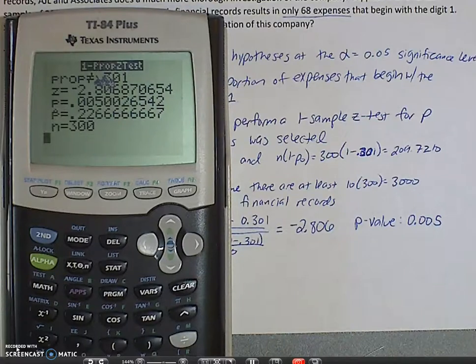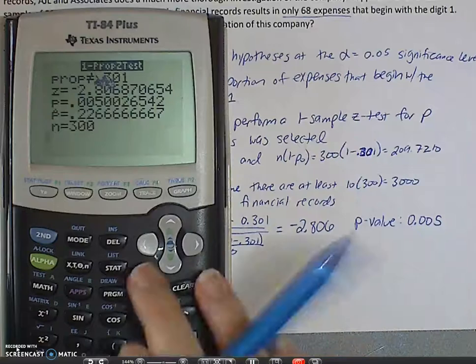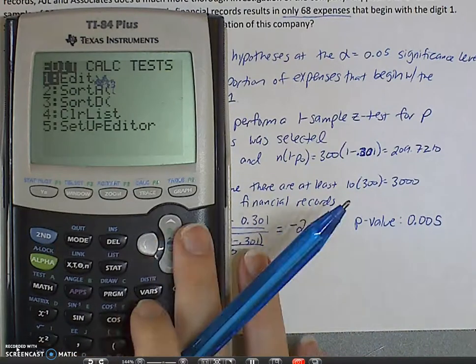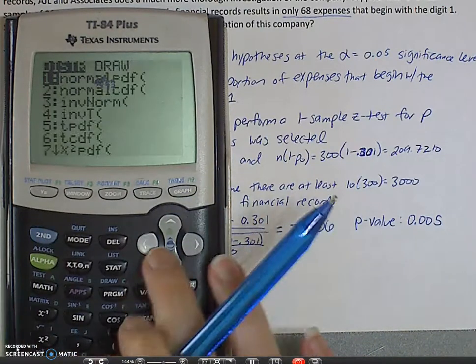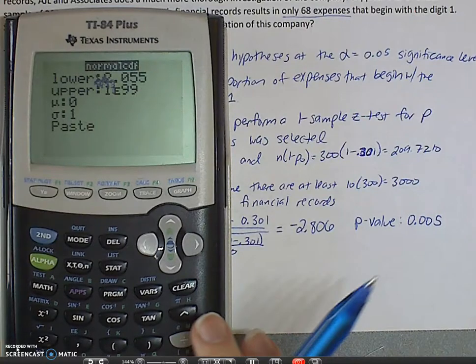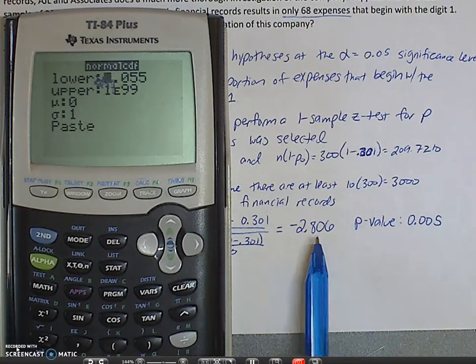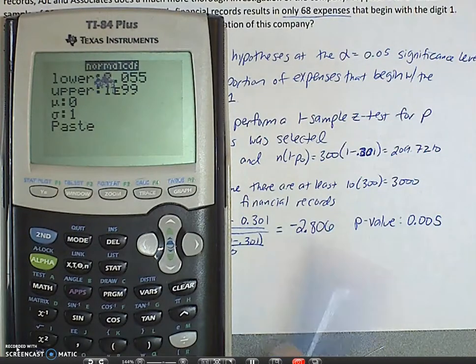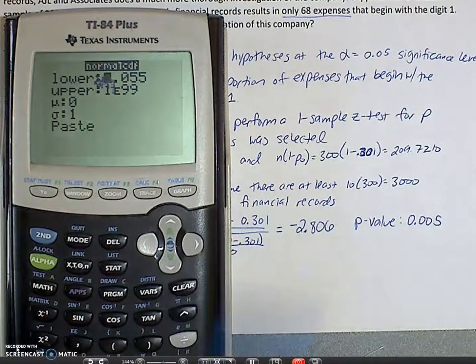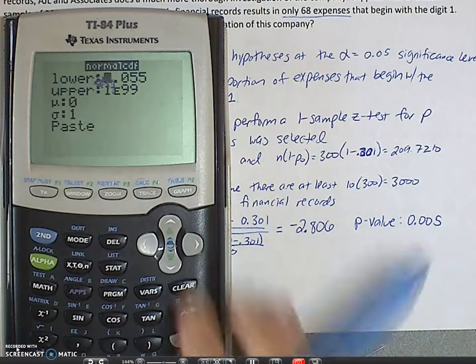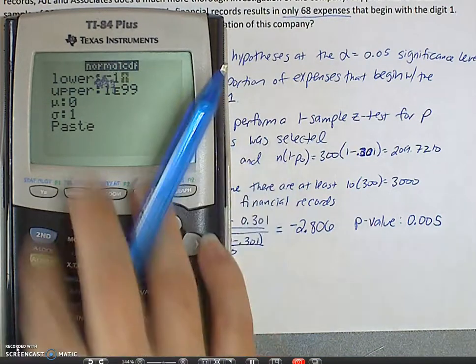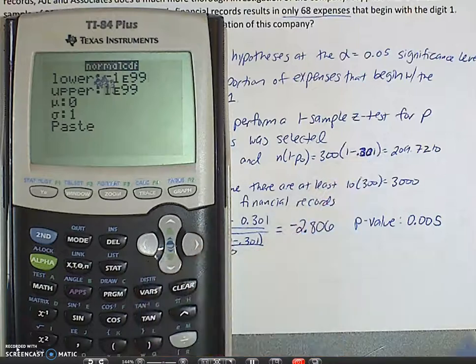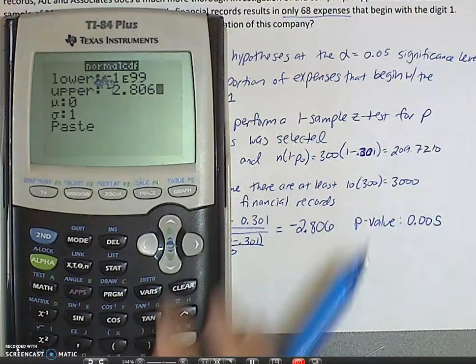Now, I want to show you how you would have done this if you forgot to do this in your calculator, the quick p-value. What you would have had to do is go into second vars, normal CDF, and then since it's a negative test statistic, it's going to be left-tailed, to the left. So we're going to have some small value for my lower, negative 2.806 for my upper.